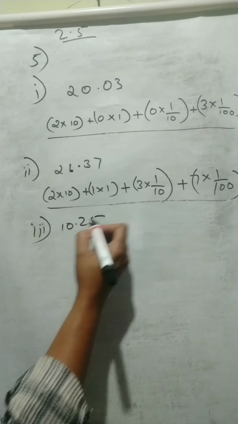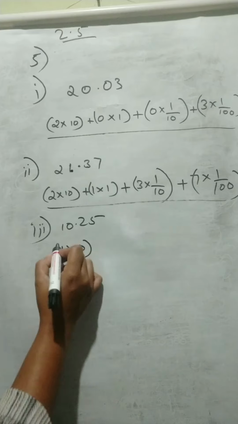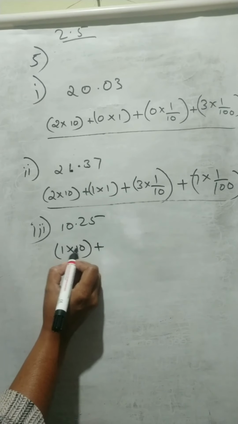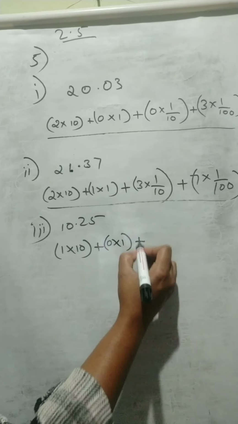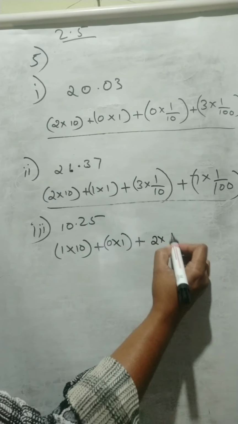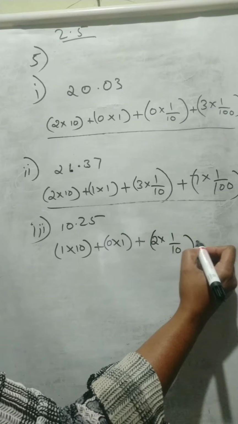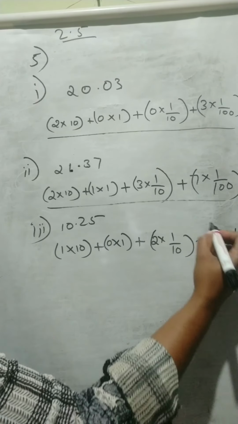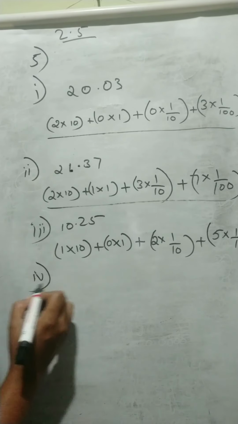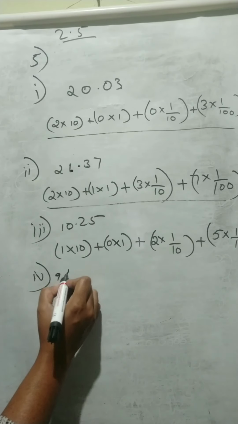10.25. 10.25. That is 1 into 10. Tens place. So 1 into 10. Here 0 in ones place. So multiply by 1. Plus 2 times 1 on 10. 2 times 1 on 10 plus 5 times 1 on 100. Clear? Then the fourth question is 9.42.